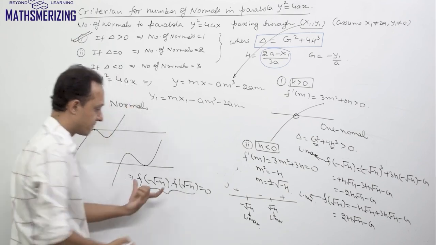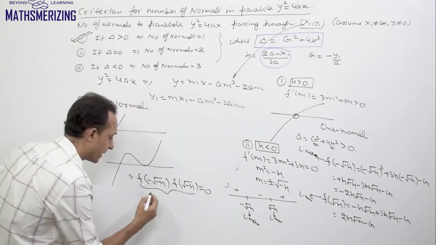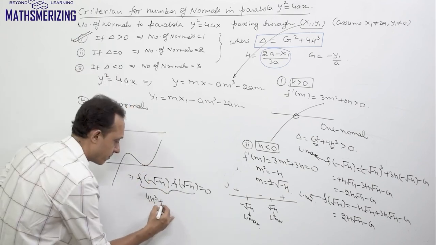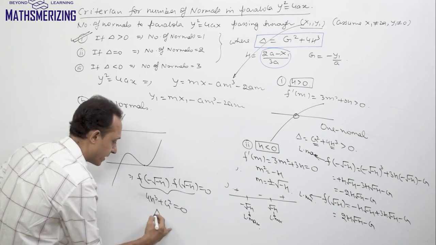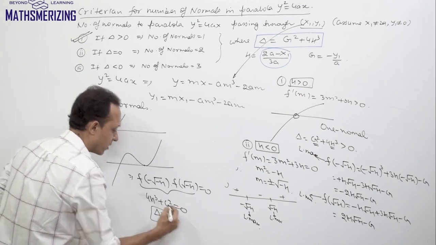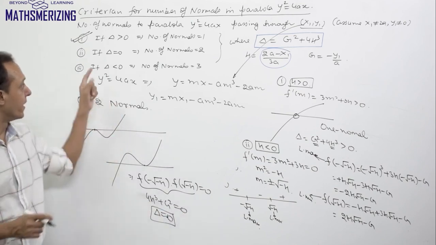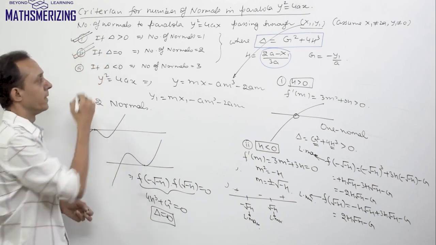And we have already done this. We have multiplied them previously. If we multiply, we'll get 4h cube plus g square is equal to 0. So from here, the condition will be delta is equal to 0. So if the value of delta is 0, then in that case, the number of normals will be simply 2.